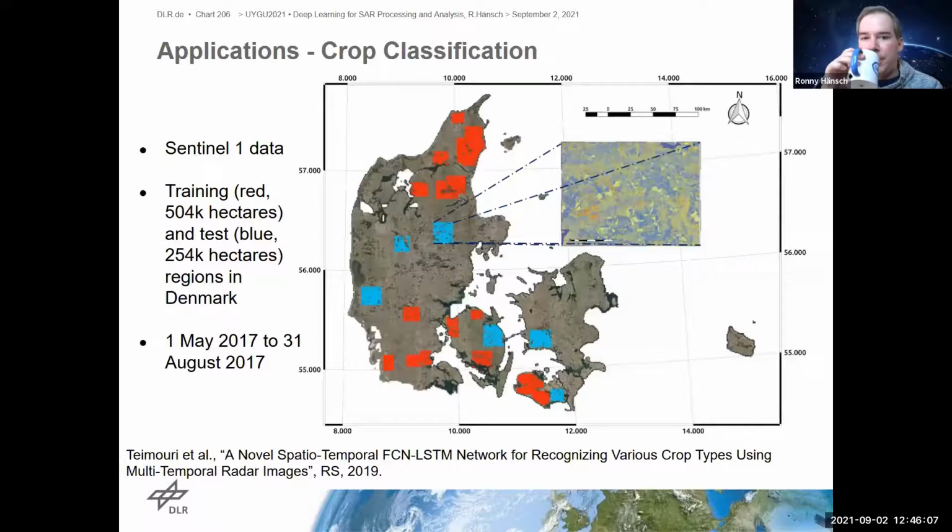So the first one is crop classification. In this paper, they use Sentinel data over Denmark. And I really like this because they used a really big data set. They have 500,000 hectares for training, those are the red areas here. And they have more than half of that, 250,000 hectares, for testing, those are the blue areas. And in each of those areas, they have a temporal Sentinel-1 stack, so a lot of images that were acquired at different timestamps. And they want to use this for crop classification.